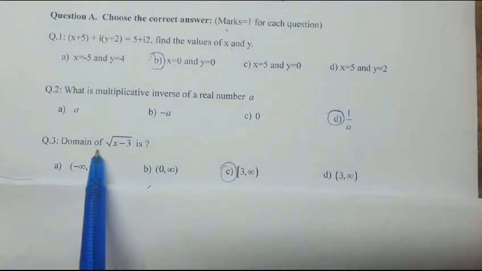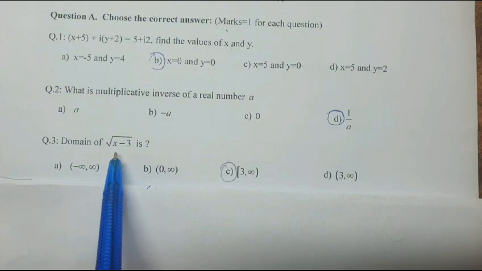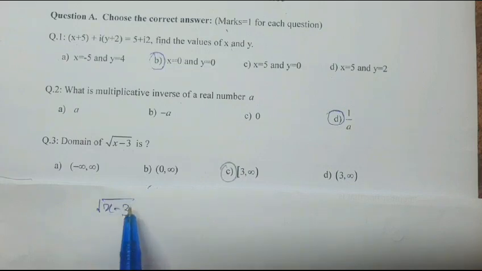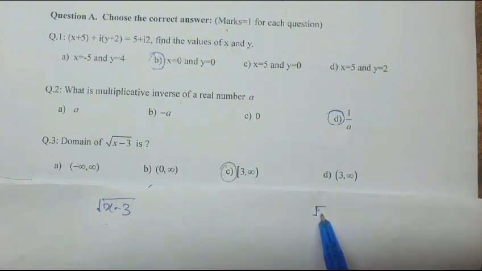Now we are given the third problem where we are asked about the domain of this function, the domain of square root of x minus 3. This is a radical or square root function here. So we know that in the square root function we can't have a negative number, because if we have a negative inside the radical sign, we'll get back the imaginary number iota.